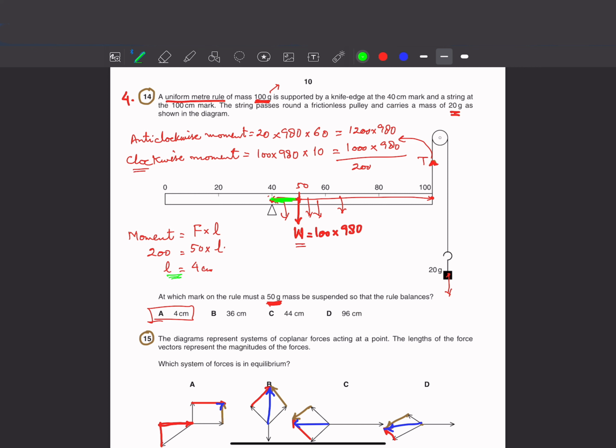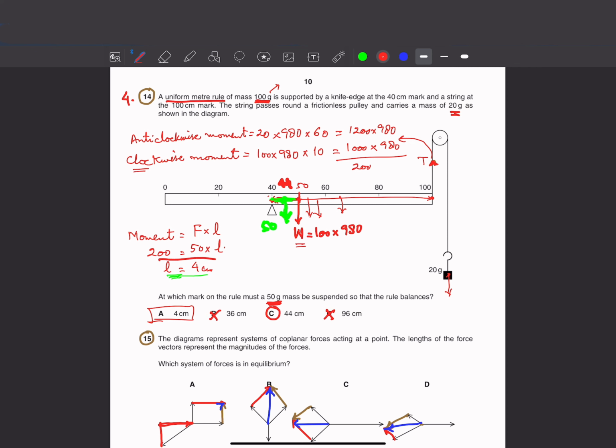So where we will have this 4 from the pivot, of course the value will be somewhere here, and you can say that this is the weight which we are hanging, 50 gram. Of course you can go to the weight as well, but if you are just using this position, this position is not 4, this position is basically 44. So be careful. Our answer will be C, not A. Of course not B, not D.